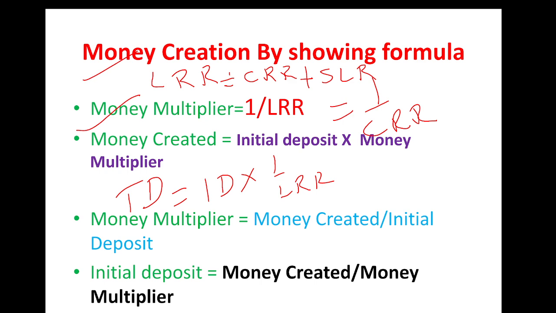So you can also find out money multiplier by these formulas. ID into 1 by LRR, that is the money created or total deposit. And the remaining formulas have been created from this. Money multiplier equal to money created over initial deposit, and initial deposit equal to money created over money multiplier. These are the formulas. You can find out the numerical answers. For example, you can see in the next slide.